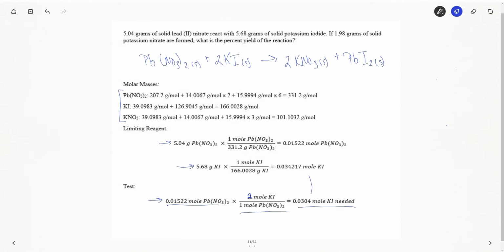How much do I actually have? I actually have 0.034 moles of potassium iodide, so I have extra. So therefore, my potassium iodide is in excess. My limiting reagent is my lead 2 nitrate. I'm going to box it, put a big LR up here because this is the number I want to use to do any other calculations.